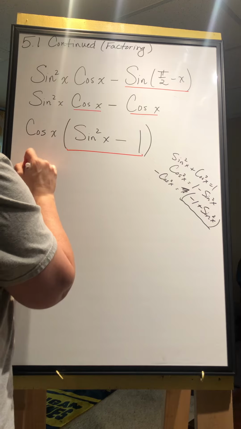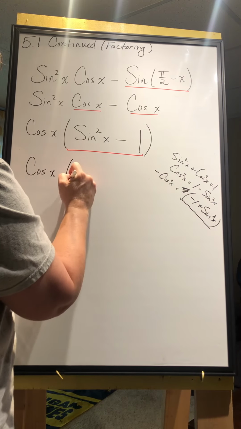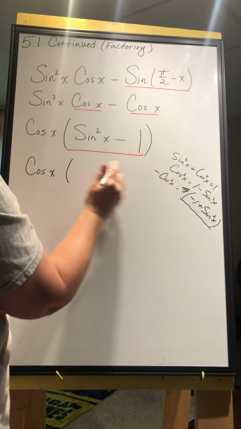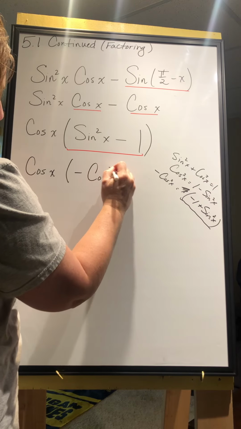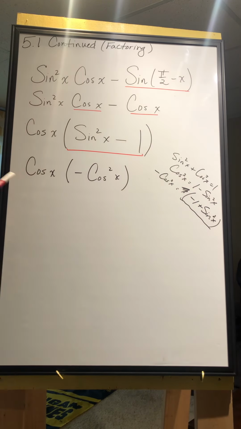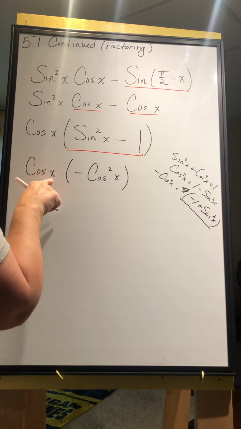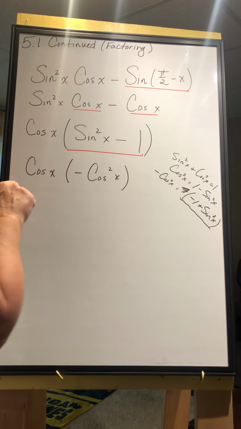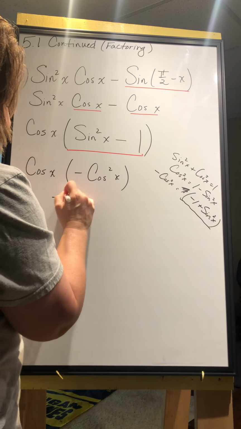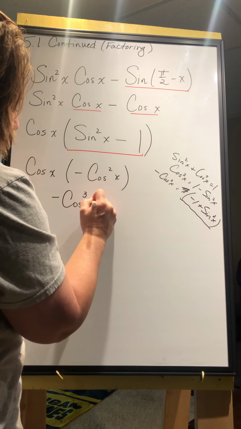So I'm going to have cosine x times, all of this is being replaced with negative cosine squared x. And now these are multiplying terms. I'm not adding or subtracting. So if I have the same trig function times that trig function squared, that's just going to get me a negative cosine cubed x.